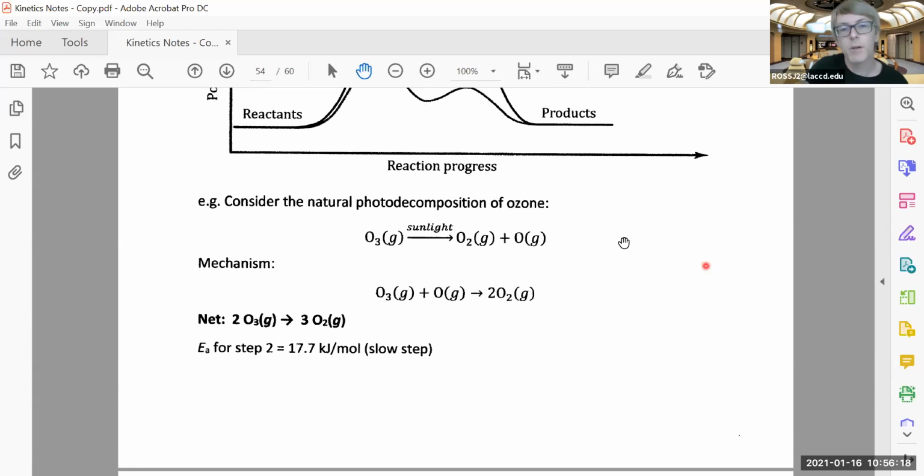So consider an example. Ozone is decomposed with sunlight to give oxygen and an oxygen radical. Ozone can then react with that oxygen radical to regenerate oxygen again. Overall, if we ignore the oxygen radical and add these two equations together, we get an overall change for ozone: 2 molecules of ozone can change into 3 molecules of oxygen. And the activation energy of the rate determining step, the overall slow step, we're told is 17.7 kilojoules.